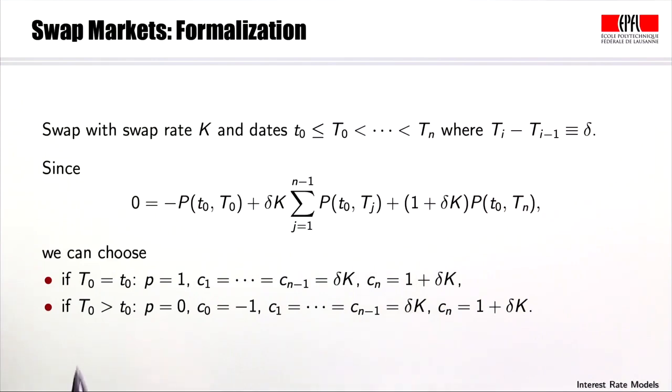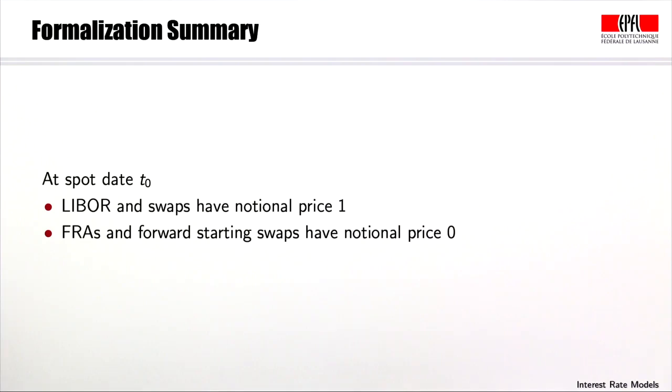If the swap is forward starting, we take this equation literally as is. The price is 0 of a cash flow of -1 at time T0 plus cash flows of delta K at times Tj and 1 plus delta K at time Tn. Summarizing these formalizations, at the spot date T0, LIBOR and spot starting swaps have a notional price of 1. Forward rate agreements and forward starting swaps have a notional price of 0.